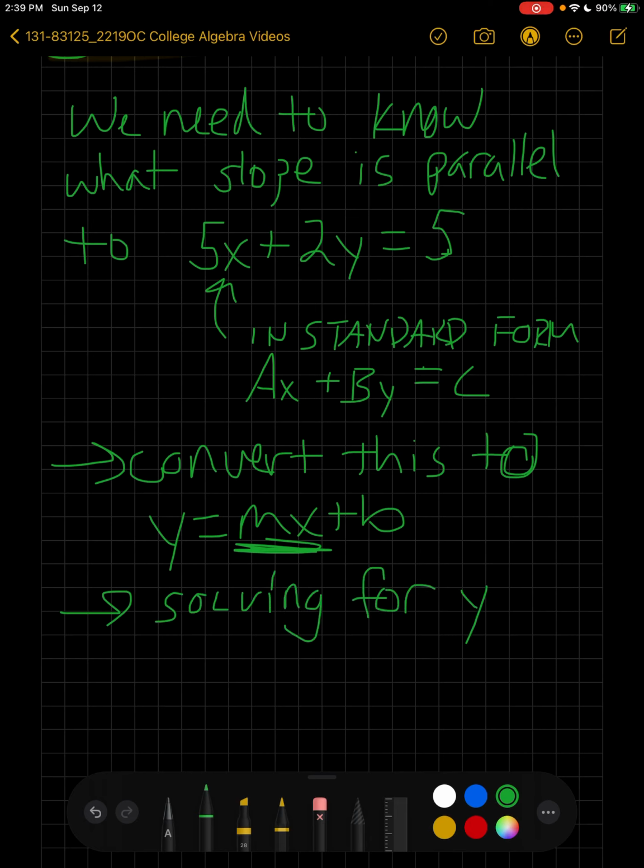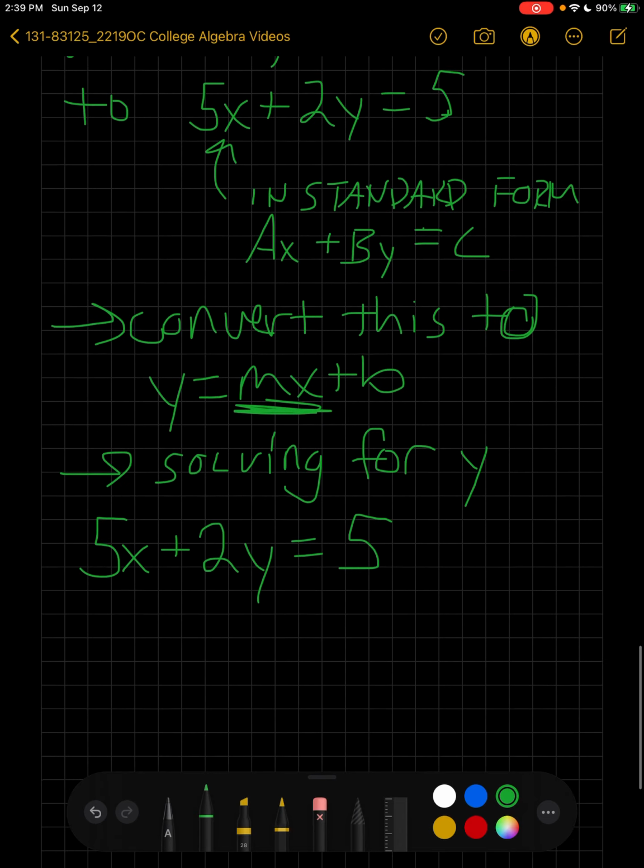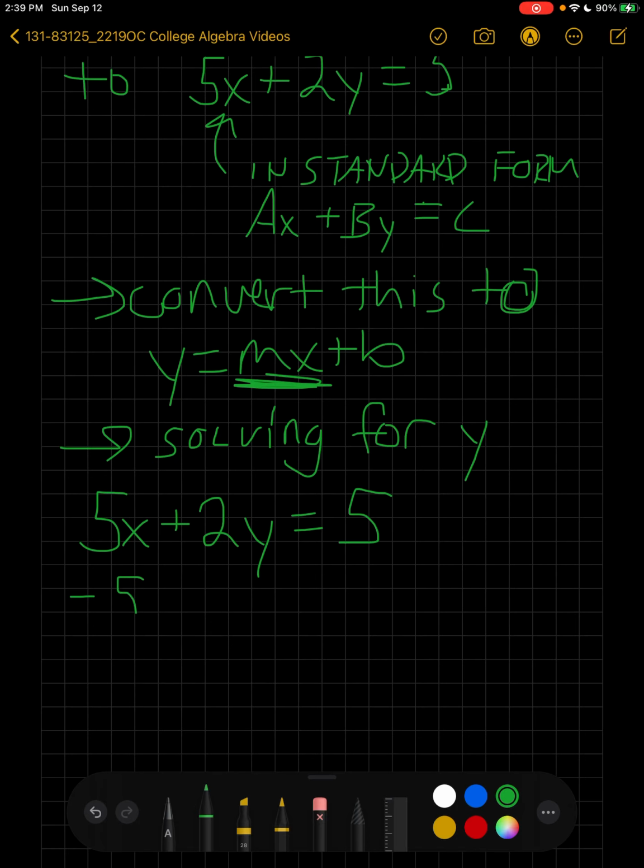There's more than one way to do this. So if you have another method that you like, please feel free to use it. See if it's the same answer at the end of the day. There's always more than one way to do a math problem. This is just the way I like. I'm going to subtract 5x from each side. So my goal is to isolate y. I'm solving for y.